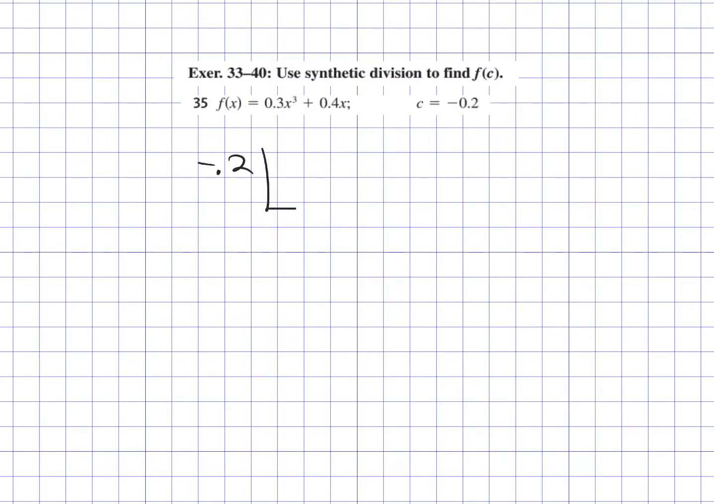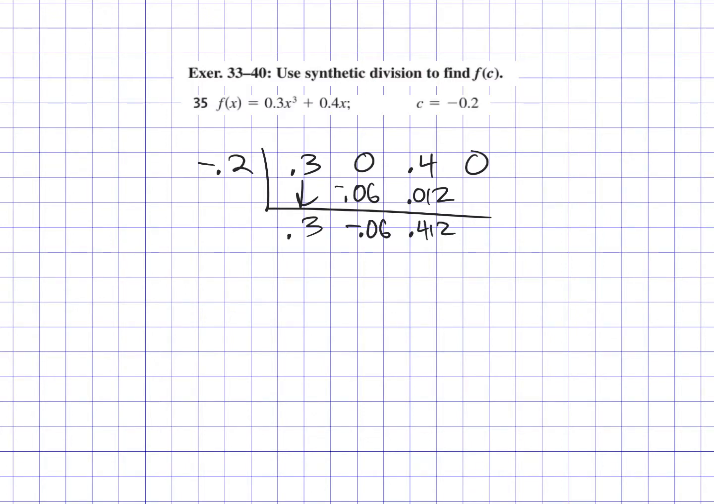-0.2, and we have 0.3x cubed. We don't have an x squared, but we have a 0.4x, and we don't have a constant. Drop the first one down, and 2 times 3 is 6, and you have 2 decimal positions, so that's 0.06, and it's negative. Add those together. Multiply, negative times a negative is positive. 2 times 6 is 12, and you have 3 decimal positions, so 0.012. Add those together, you get 0.412.